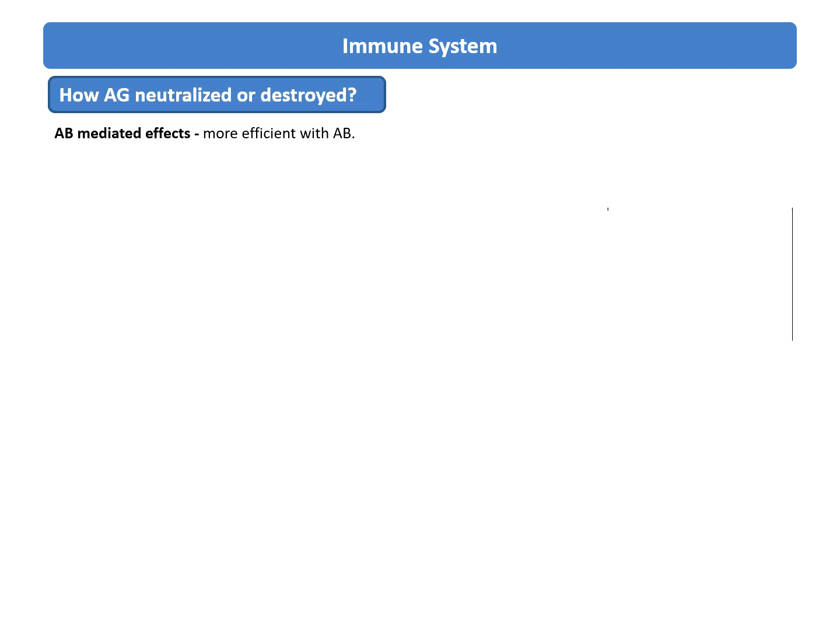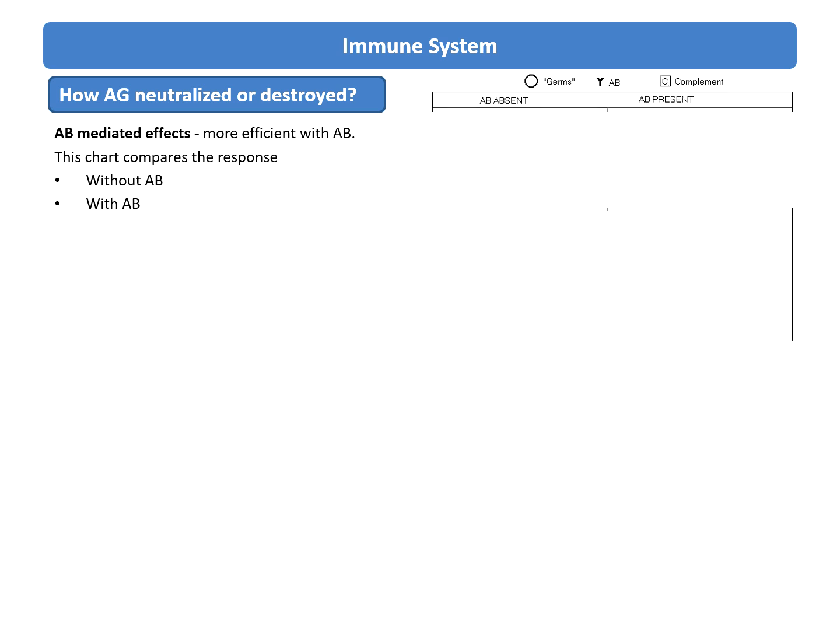Let's look how it works, and we'll compare the efficiency of the actions with and without the antibodies. Without antibodies and with antibodies, this will be a chart. The circle represents the antigens, the germs. The Y is the antibody, and the C with a square around it represents complements. Let's take, for example, phagocytosis, which is a very important function of the immune system.